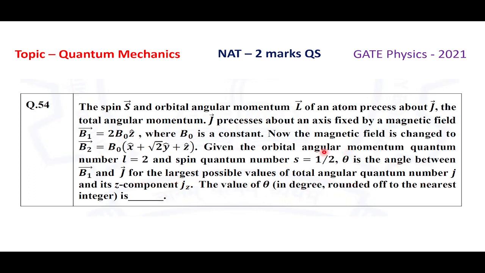Yeah, but the question now is that the magnetic field is changed to B2. I think the question was a little bit confusing, but I checked the answer actually. It was 92.31. So I think this is the way to solve this question. Okay, yeah, I got your point. This was a little bit confusing. But then there is no need to give the B2, right?